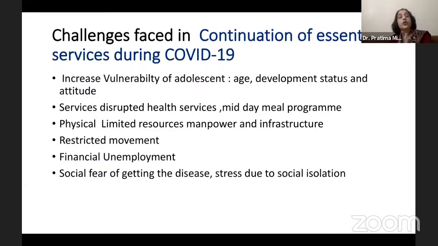The challenges faced in continuation of these services during COVID-19 are, again, things we have talked about a little bit: the increased vulnerability of adolescents. Because of their age, developmental status and attitude, they are vulnerable. They are not emotionally mature enough to handle all the problems. Health services are disrupted. Midday meal programs in the schools are also disrupted, so their nutrition is also suffering. Movement is restricted. Unemployment among elderly adolescents or youths is also leading to financial problems. Then there is social fear of getting the disease, leading to less intermingling, and there is stress due to social isolation. So all these challenges are faced in continuing essential services during COVID-19.